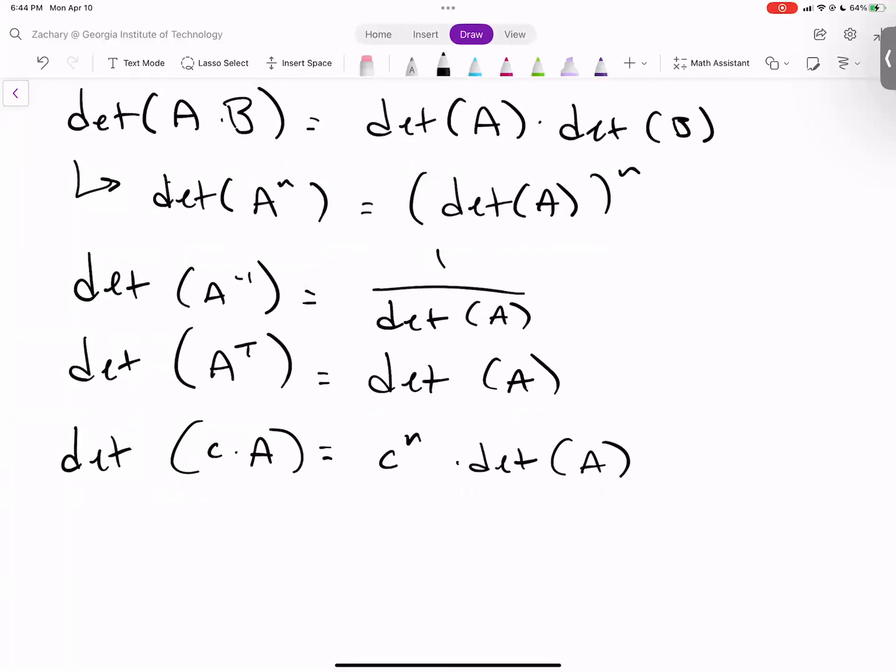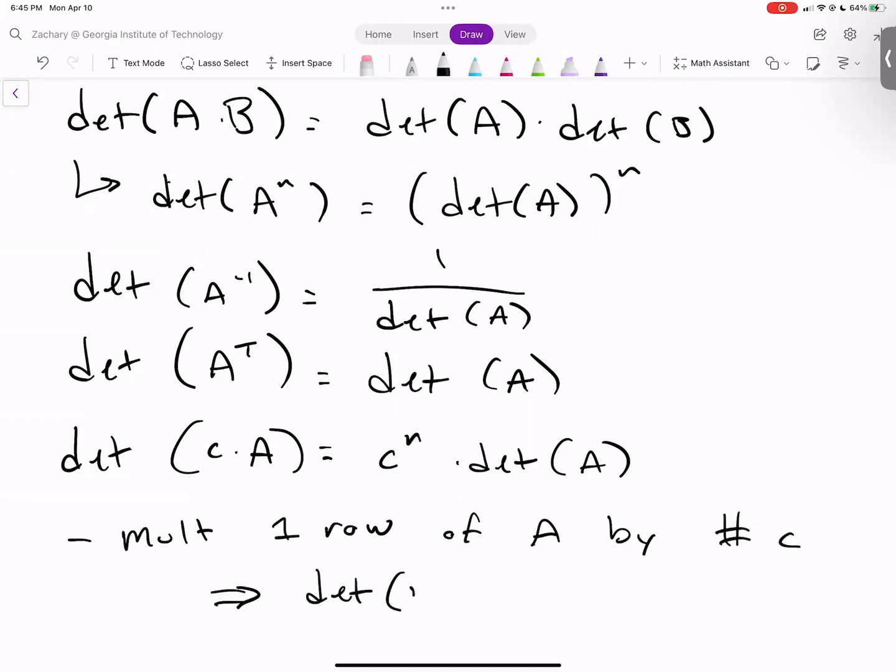But when row reducing, if you multiply one row of A by some number C, then the determinant of the new A is equal to C times the determinant of A. And that's just C to the 1, not C to the n. That's just if we change one row. And that goes back to the earlier rule, because we're changing n rows with C to the power of n. That's why that happens there.